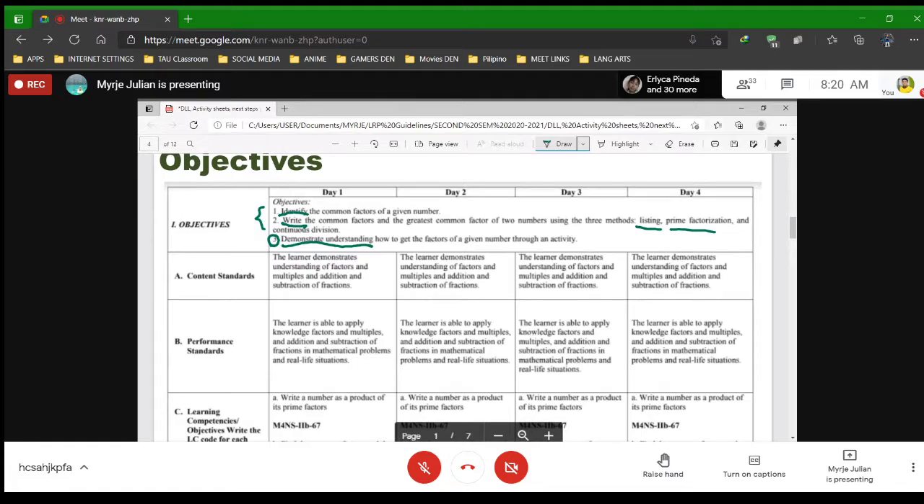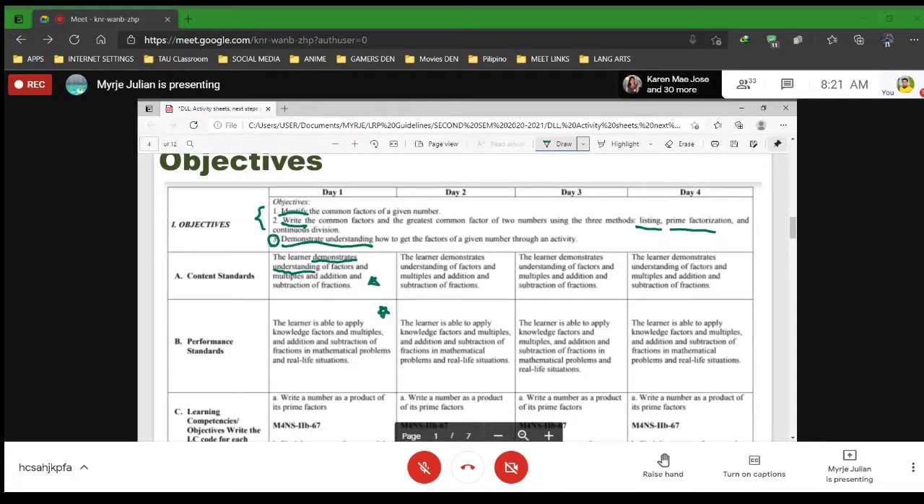Well, actually, this one, you demonstrate understanding. If I'm not mistaken, it is based from your content standard. Ito siya. Ayan. So, tulad nga naman na sinabi ko sa inyo, para ma-achieve natin or para ma-target natin si content standard, dapat ma-manifest ng bata itong performance standard natin, which is the learner is able to apply knowledge factors and so on and so forth. Okay?